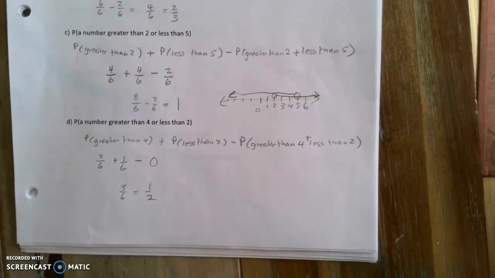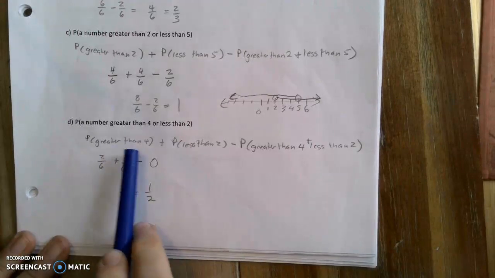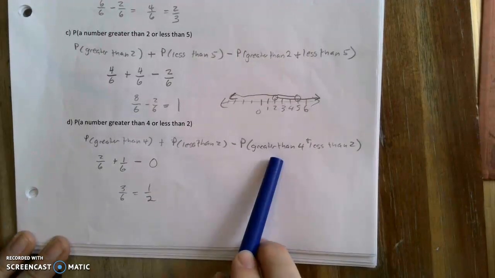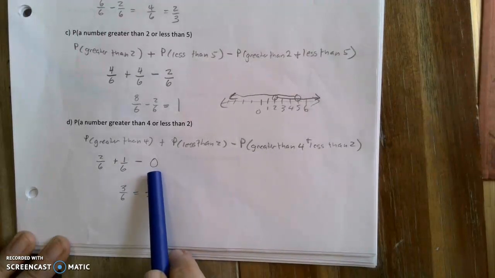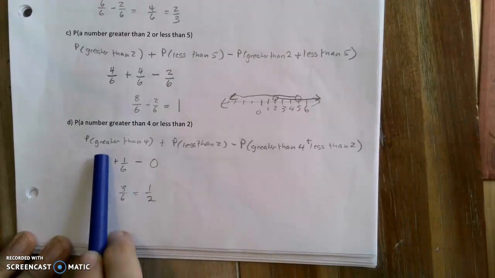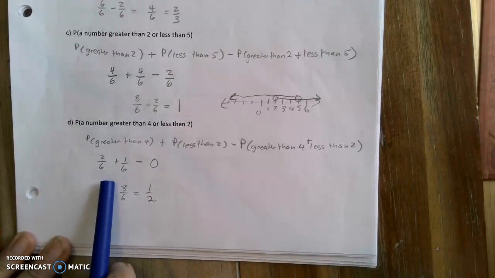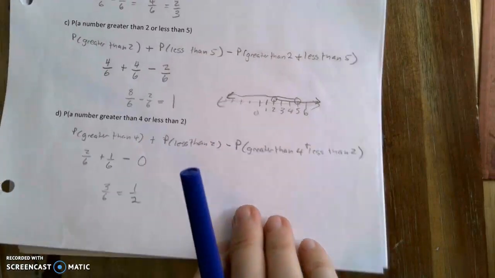For part D, we're looking for the probability of greater than 4 or less than 2. So greater than 4, plus less than 2, minus greater than 4 and less than 2. Was it possible to be greater than 4 and also less than 2? No. So what that means is we have 0 here for that possibility. So greater than 4, 2/6, plus less than 2, 1/6, we end up with 1/2 probability.